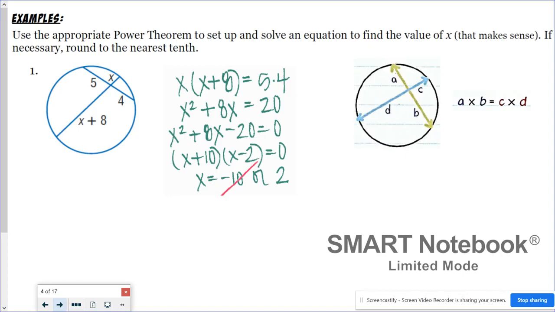So algebraically, there are two solutions, negative 10 and 2. The negative 10 doesn't really work, though, because how can a segment be negative 10 units long? Like, it can't. So x is 2 is our answer.